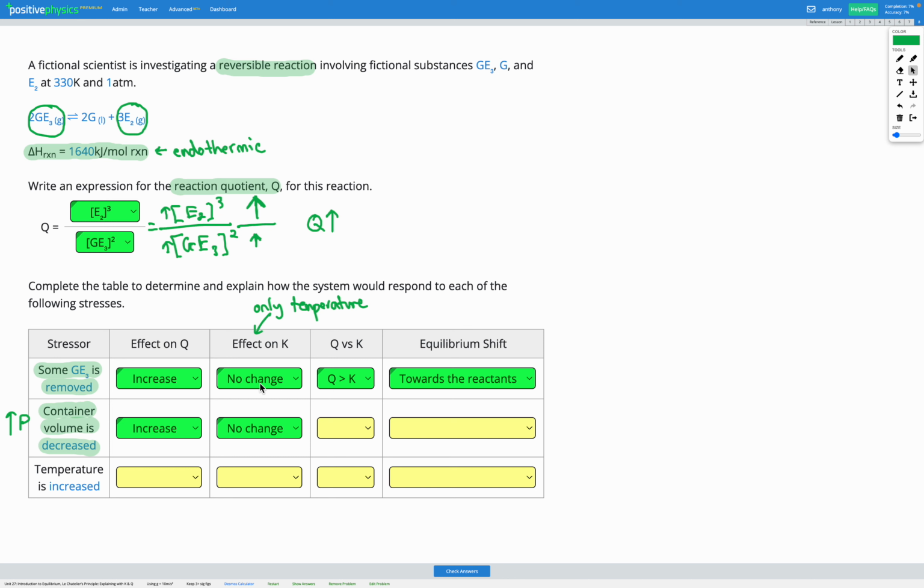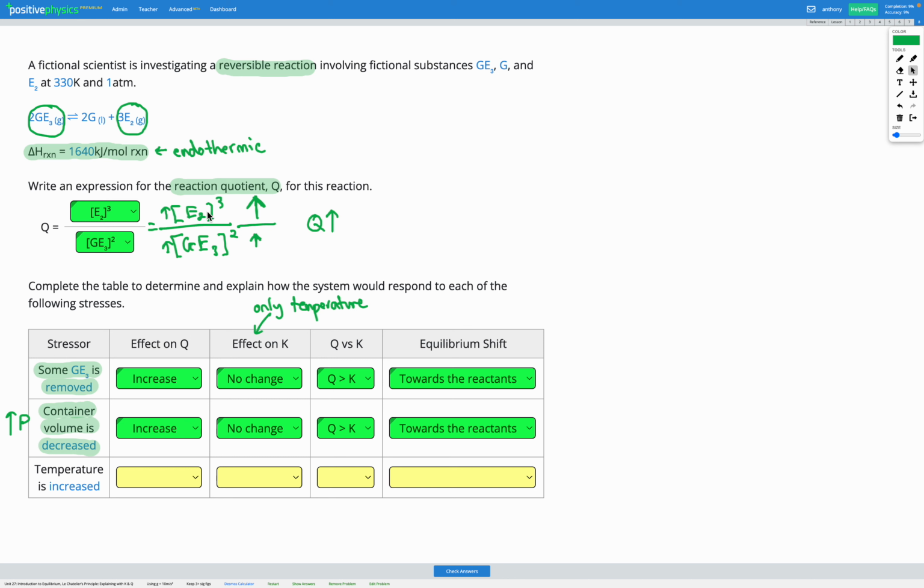So how does Q compare with K now? Q again has increased. We were originally at equilibrium. So that means Q is now going to be greater than K. Again, that means we're going to shift towards the reactants. And that makes sense because that's shifting to the side of the reaction that has fewer moles of gas.